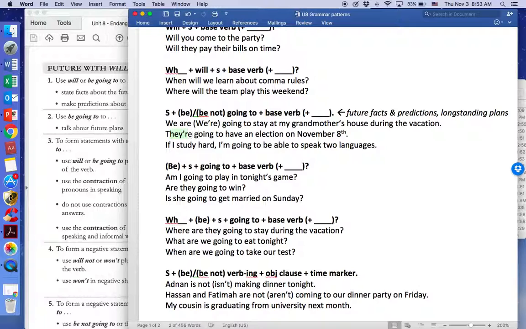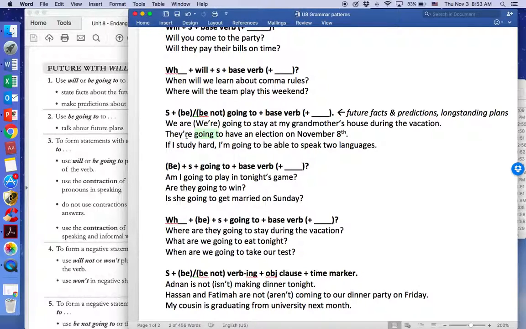Next example, they're going to have an election on November 8th. Again, a long-standing plan. This is an even better example. November 8th in the United States is the election date that's been planned for a long, long time. And so we will not use will. They're, in speech or in informal writing or less formal writing, is fine.